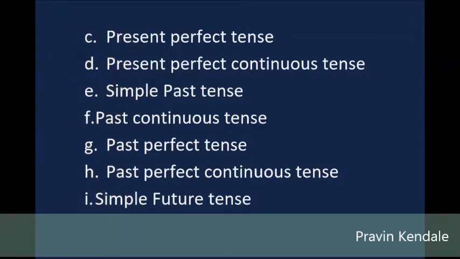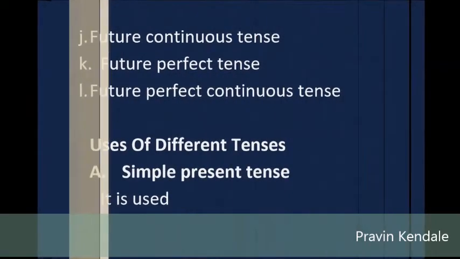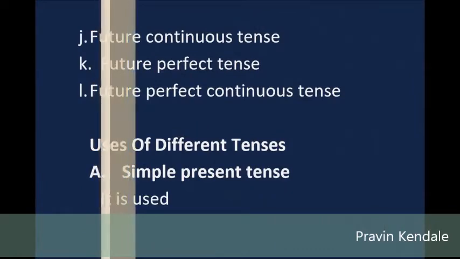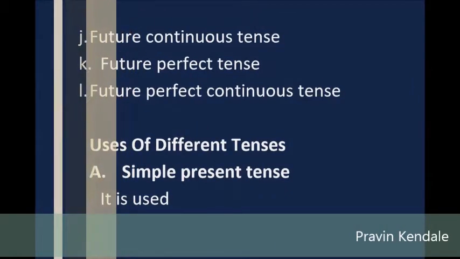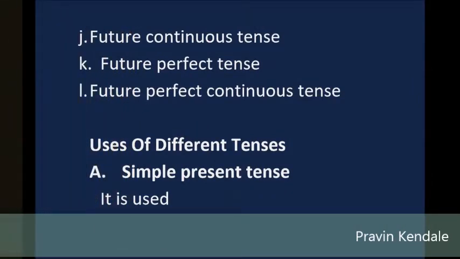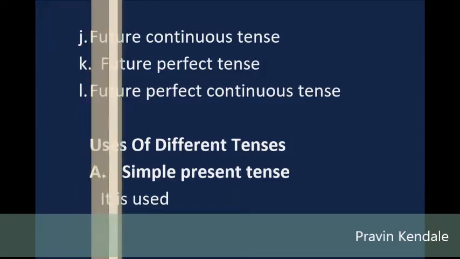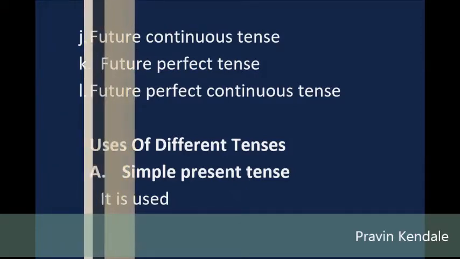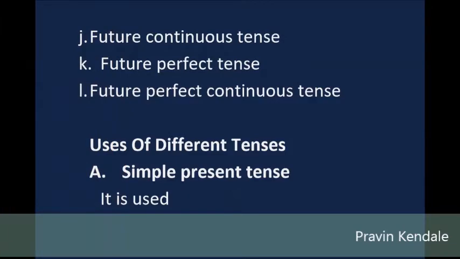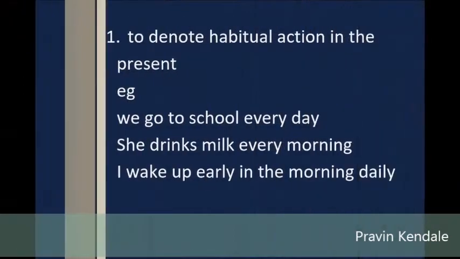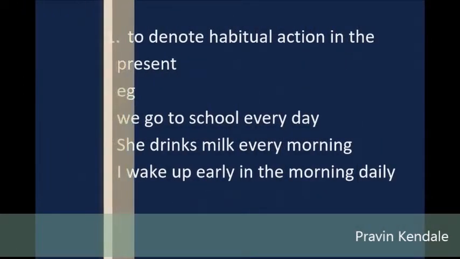Uses of different tenses. A. Simple present tense. It is used, 1. To denote habitual action in the present. For example, we go to school every day. She drinks milk every morning. I wake up early in the morning daily.